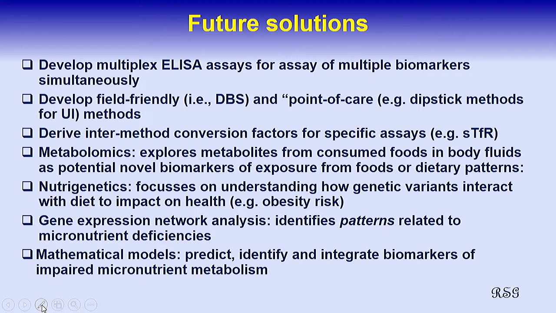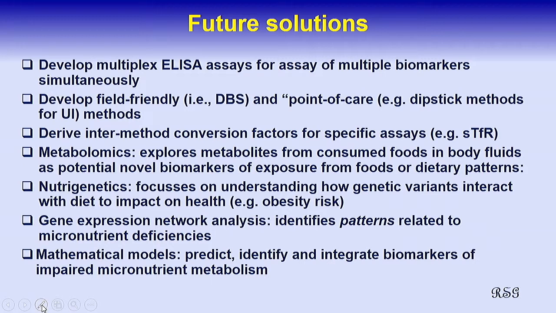So what do we have for the future? Well, there are a lot of new methods being examined out there, some of which I don't really know very much about. I do know that Gates is funding a series of studies that are developing multiplex ELISA assays for assaying multiple biomarkers using very small amounts of blood, which at the moment are under the process of being validated by CDC. The second Gates-funded project, which is also of importance, is the development of field-friendly dried blood spot assays that can be used, particularly in low-income countries, and point-of-care dipstick methods for urinary iodine. It's also important that we recognize that these conversion factors need to be developed when they vary across methods, so that our comparison across methods can be more clear.